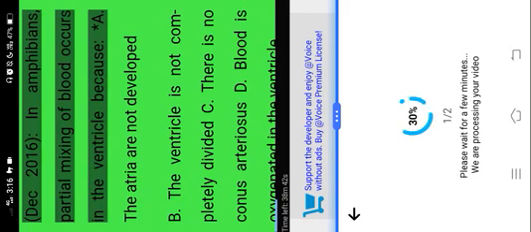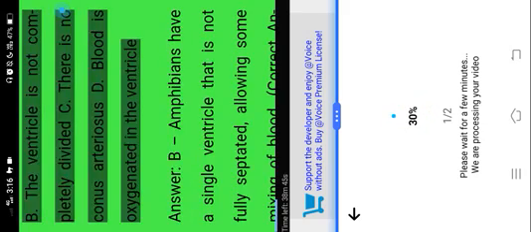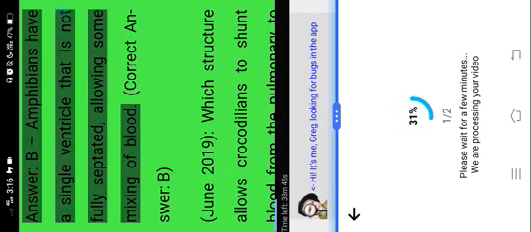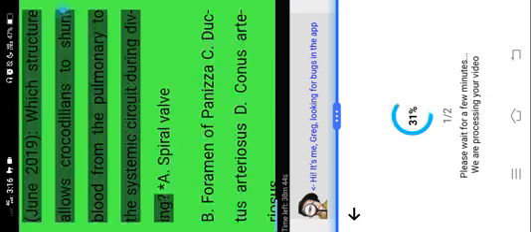December 2016. In amphibians, partial mixing of blood occurs in the ventricle because: A. The atria are not developed. B. The ventricle is not completely divided. C. There is no conus arteriosus. D. Blood is oxygenated in the ventricle. Answer: B. Amphibians have a single ventricle that is not fully septated, allowing some mixing of blood. Correct answer: B.